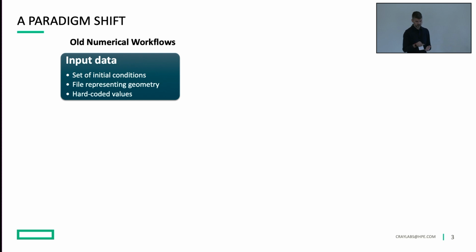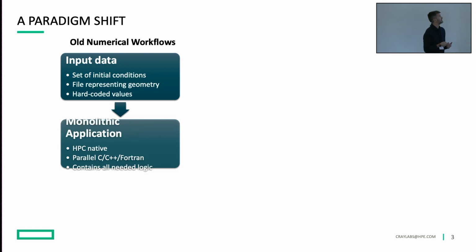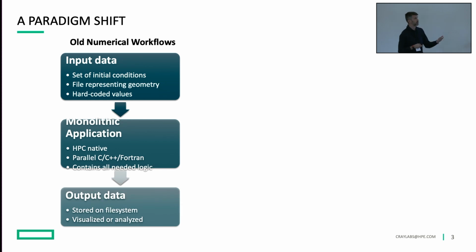You pass everything to your monolithic application, which used to be an HPC native application written in most likely parallel C, C++, Fortran with MPI, or some other technologies for multi-node applications. It would contain all the logic of your experiment. You would put everything you needed in one monolithic application, run it on the input data, and get the output data. You would store it on the file system, and most likely visualize and analyze it once. At least this is what I used to do.